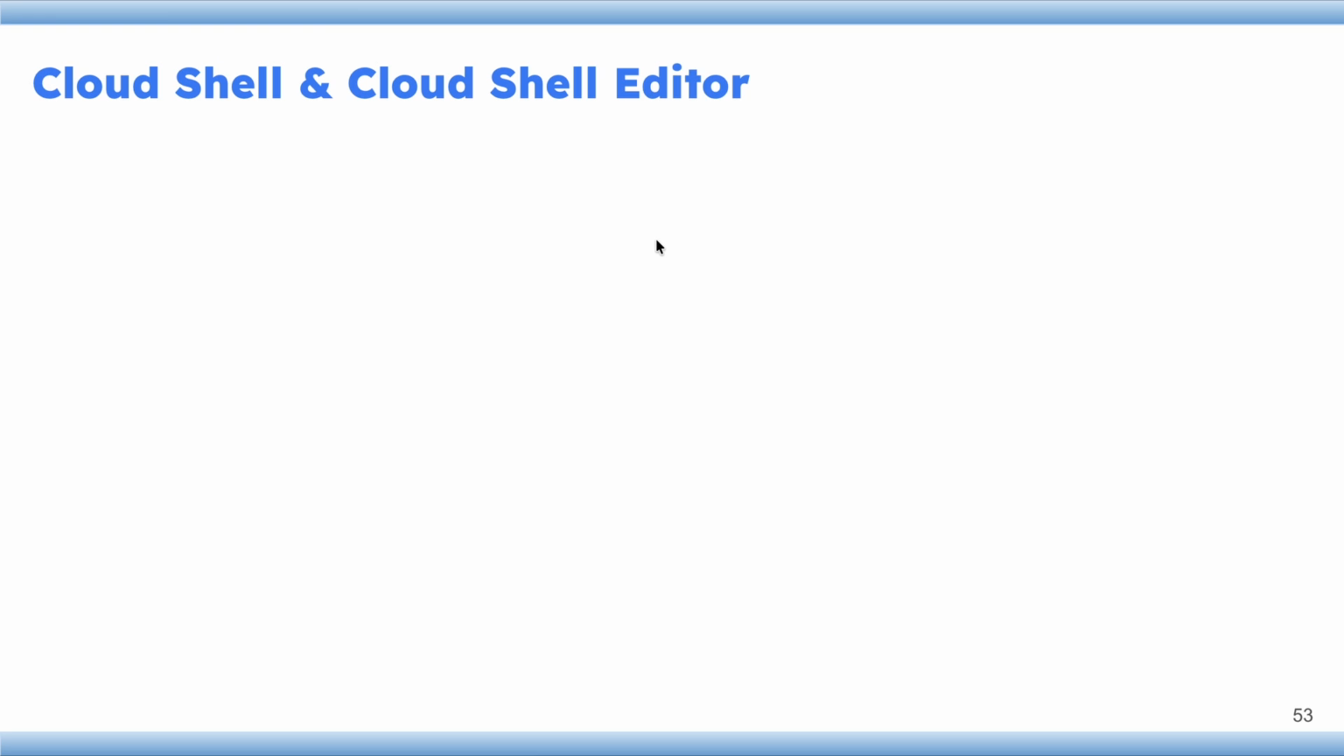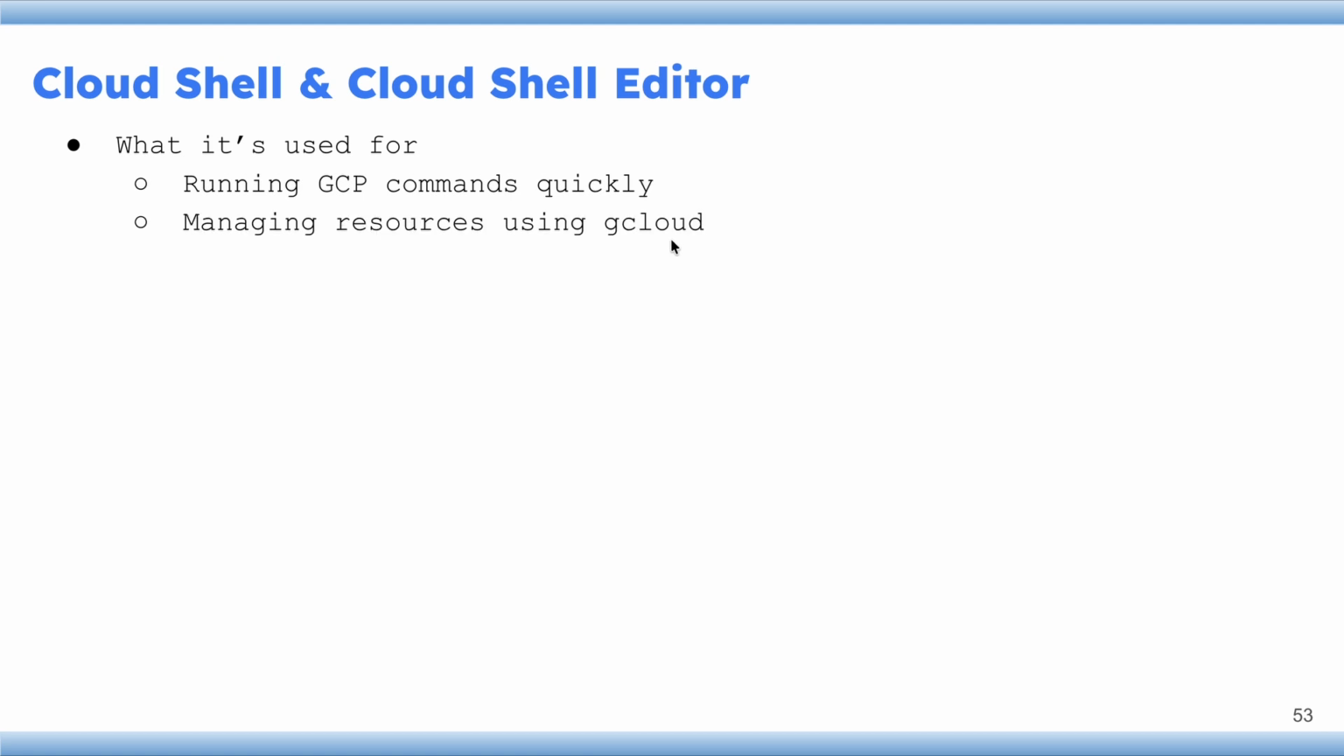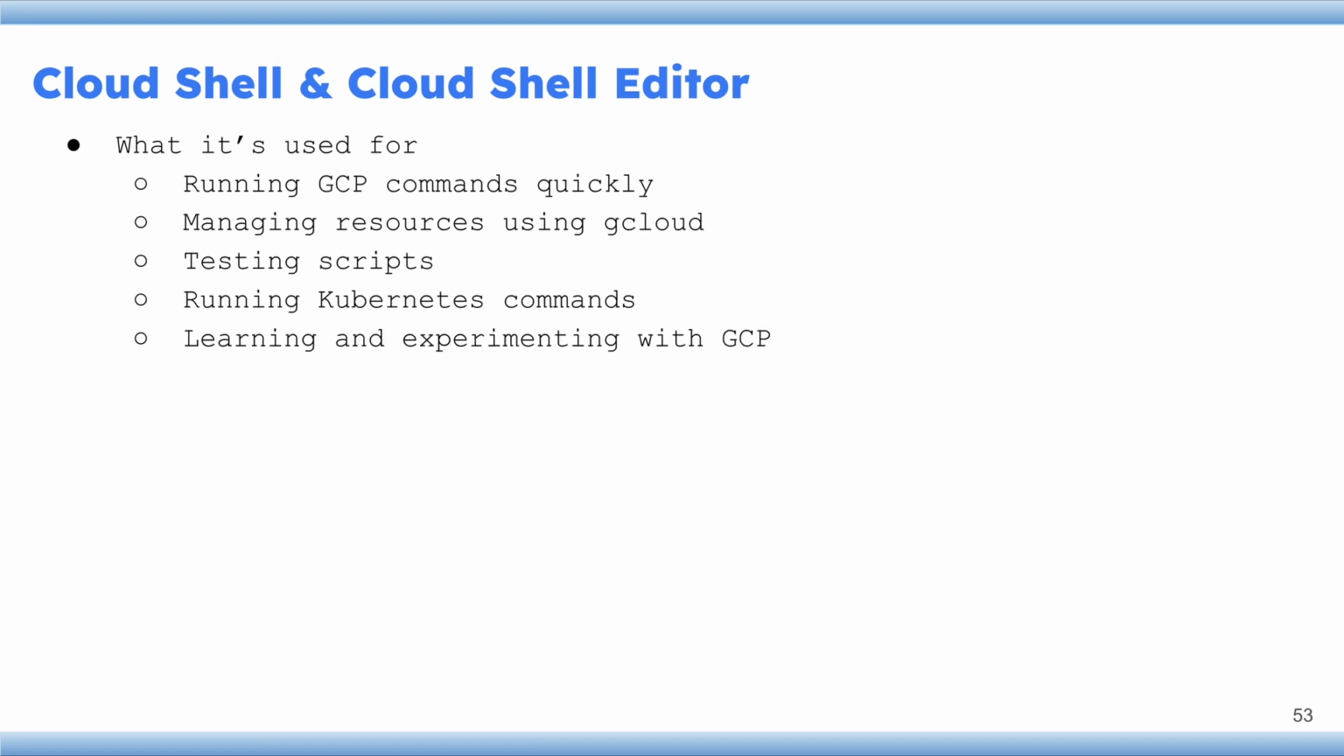Moving on to the next part, we'll understand what it is mainly used for. It is mainly used for running your gcloud commands quickly, managing your resources using gcloud commands, testing your scripts, running Kubernetes commands, and learning and experimenting with GCP. This is what Cloud Shell is.